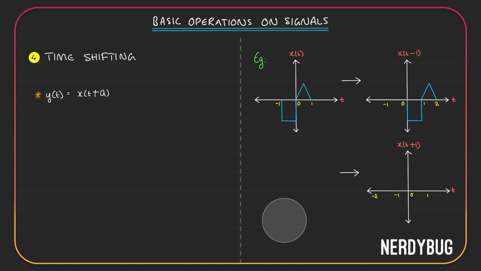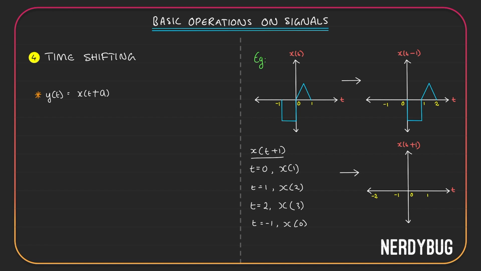Now let's try to figure out what will be x of t plus 1. We have to find out x of t plus 1. So at t is equal to 0, I have x of 0 plus 1, that is x of 1. At t is equal to 1, I have x of 1 plus 1, that is x of 2. At t equal to 2, here I will have x of 2 plus 1, that is x of 3. On the other side, at t equals minus 1, I have x of minus 1 plus 1, that is x of 0.